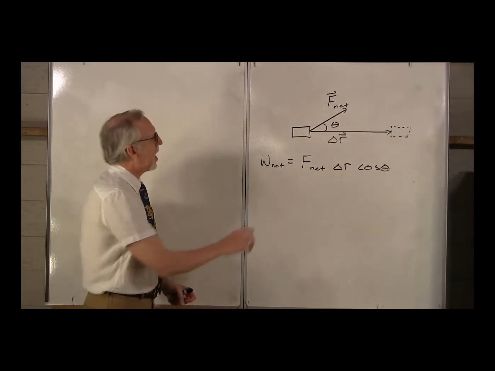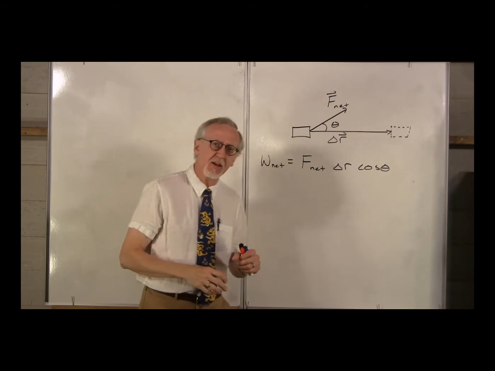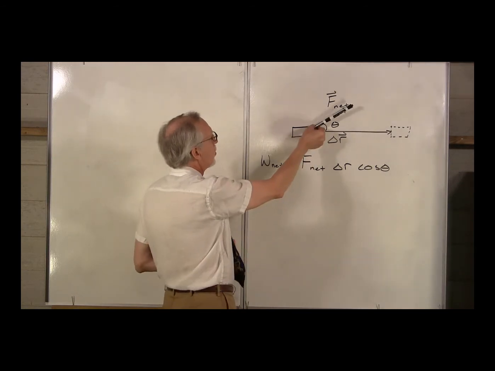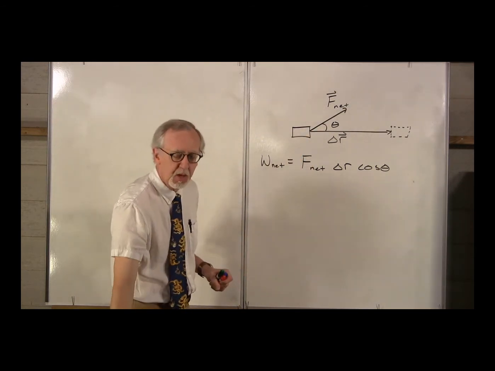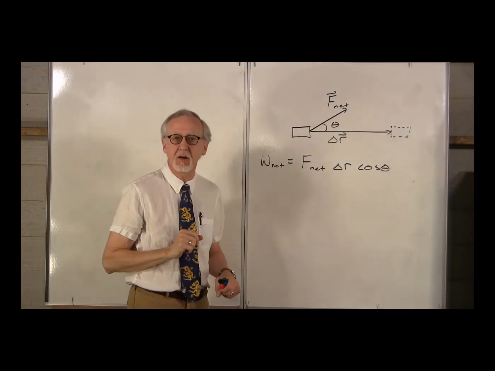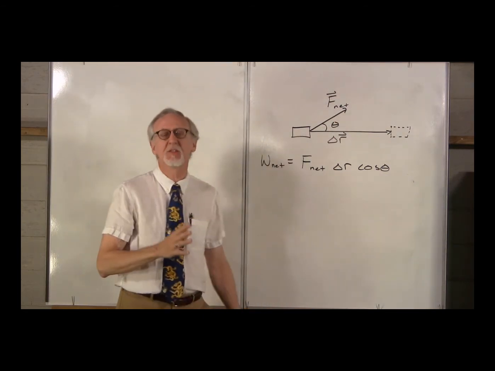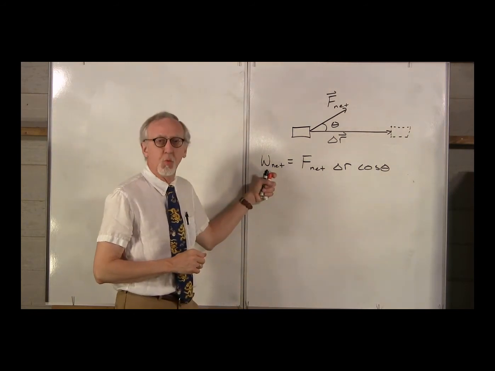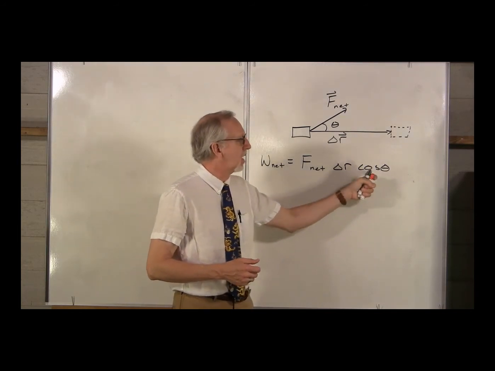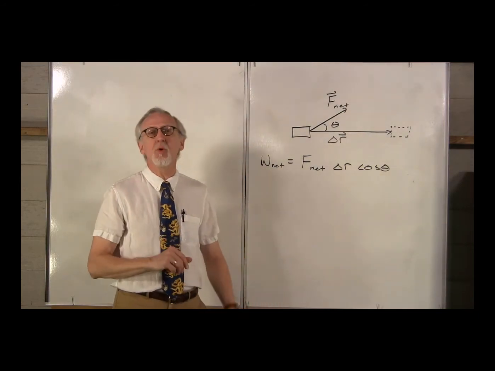Let's imagine we've got some object with some net force acting on it. Whatever forces are acting on it, we add them all together. The total force acting on the object is then some force in this direction. That's the net force. The object moves from here over to here with some displacement delta R, and let's imagine there's some angle theta between the net force and the displacement. The net work done on the object is then F net delta R cos theta.